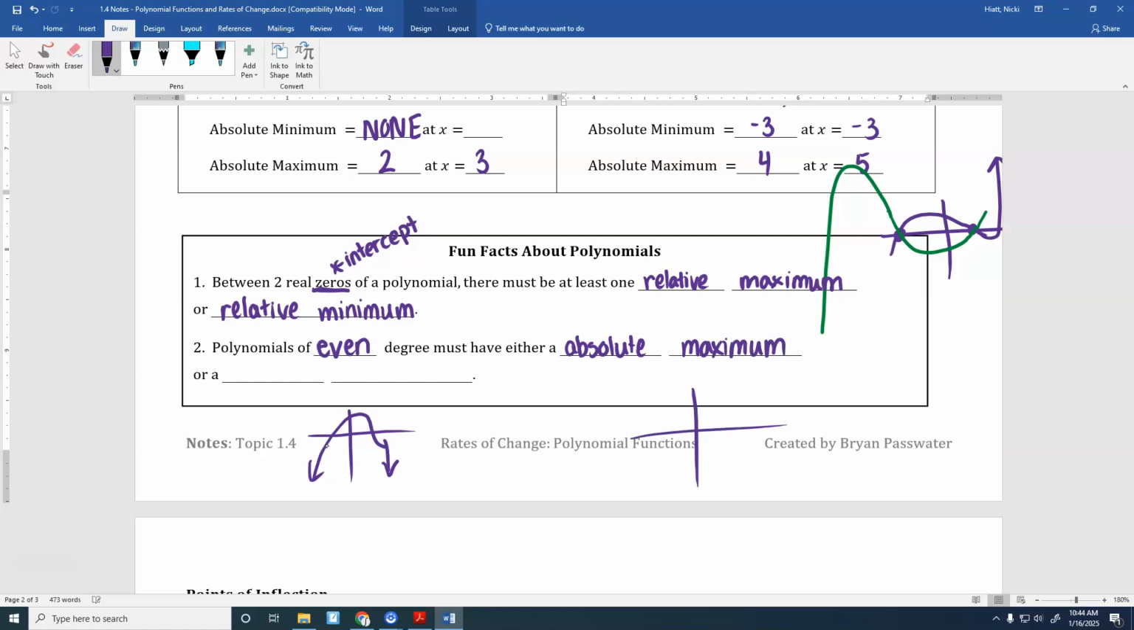or if you know both of these ends go up, what are you going to have? Absolute minimum. And we know that absolute minimum is technically also relative. So we could switch the words absolute with relative, but we want to be as specific as possible, right? So we want to fill that in with absolute.